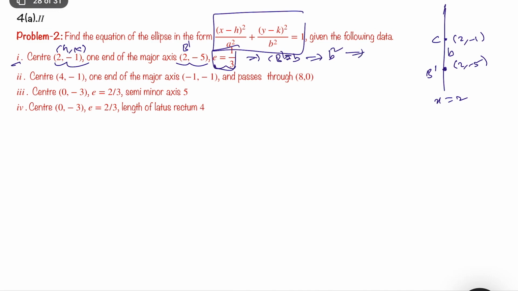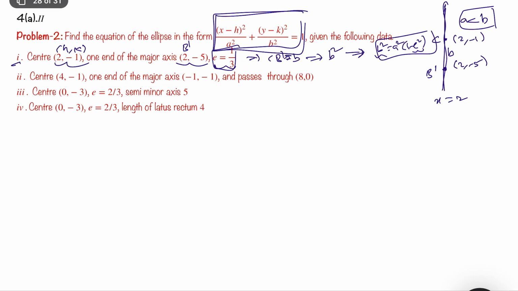Now, this is going to be an a less than b case, because the major axis is parallel to the y axis, which means you are getting a tall and skinny ellipse. So we have a less than b case. In that case, we have this relation: b square equals a square times 1 minus e square. Using this relation you can get the a value. You know b square, and now you know the eccentricity. From this relation you should be able to find the a square value, and then you will be able to write down this equation.